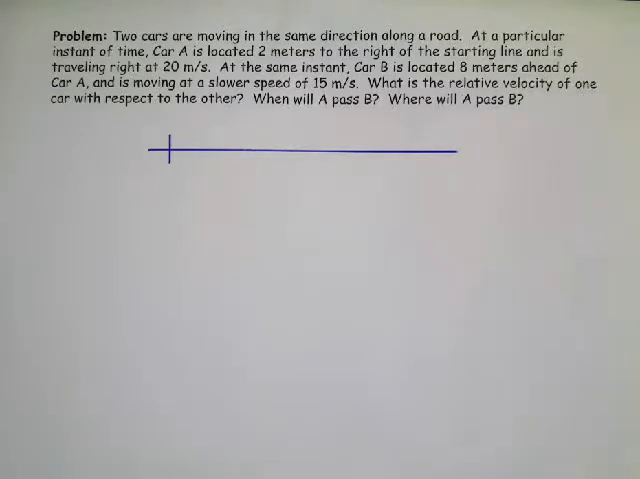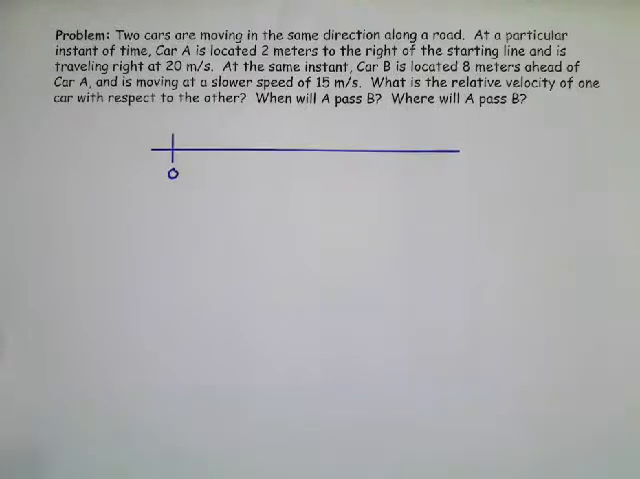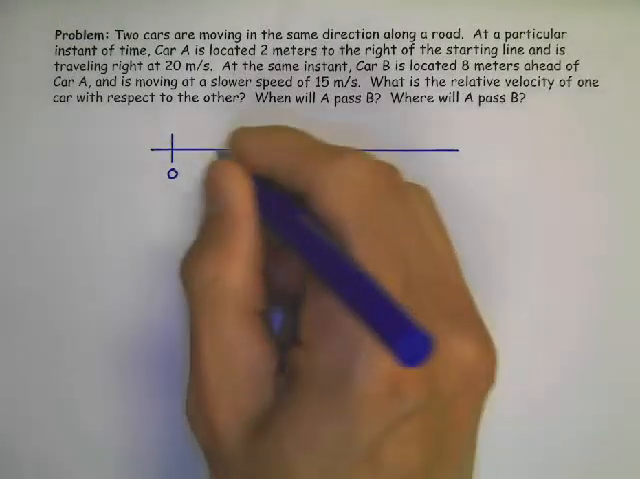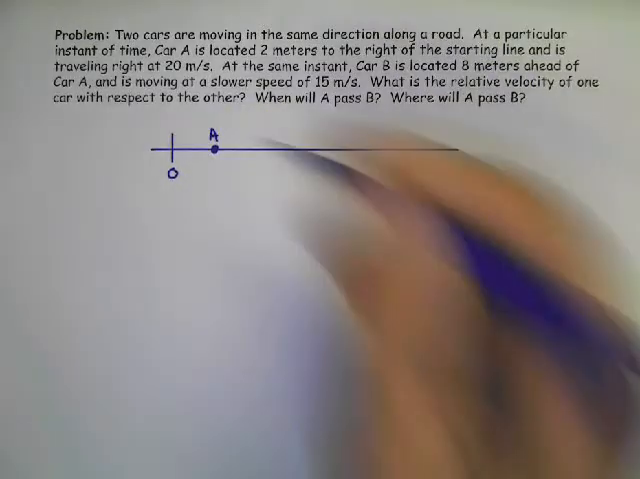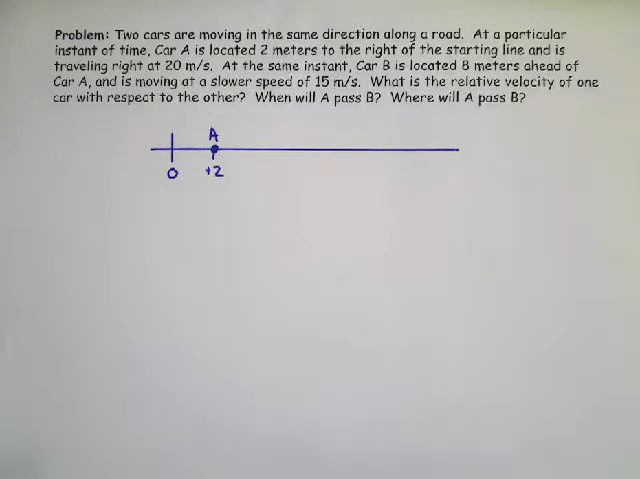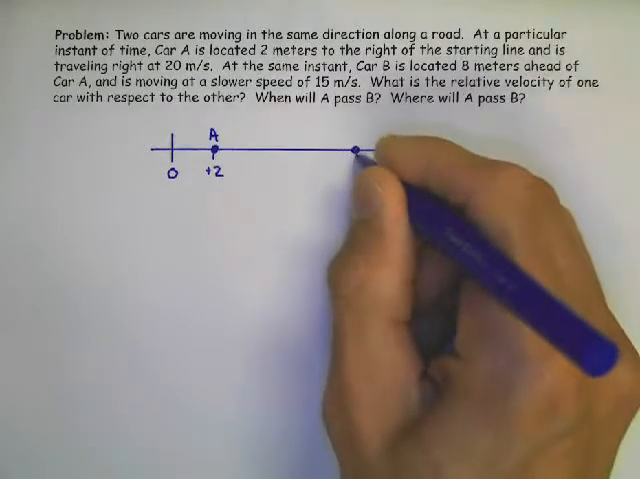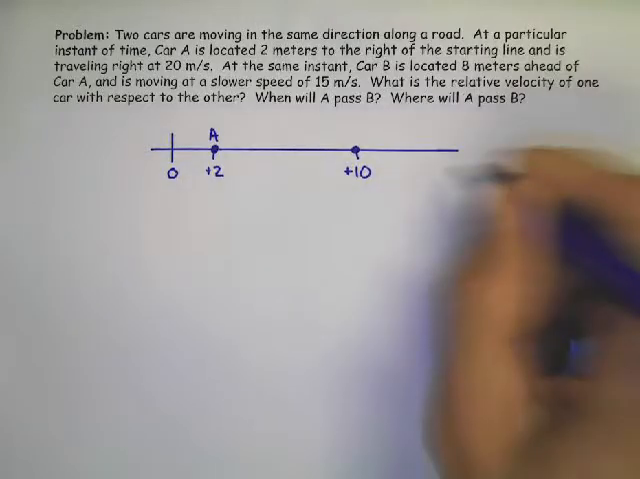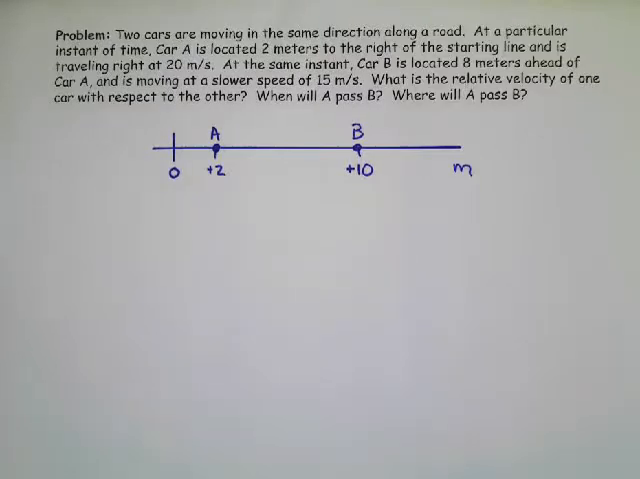We're going to start off just with the number line because that makes sense here. And my origin of my number line is going to be there. And I'm going to take the information from the problem. Car A is located 2 meters to the right of the origin. And car B is 8 meters ahead of car A, which means it must be located at a position of plus 10 meters. Okay, so that's the positions of those two objects.